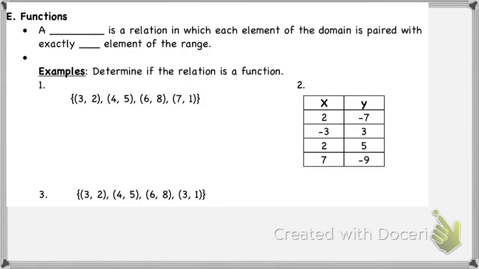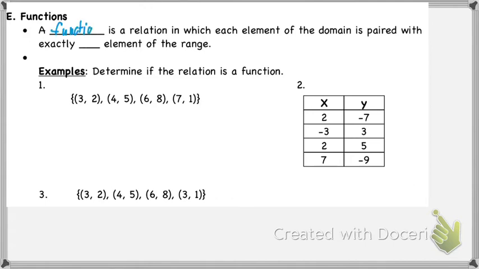We're going to turn to functions. We're on the next page. Letter E. Man, we're cruising along, okay? A blank is a relation in which every element of the domain is paired with exactly one element of the range. So a function, ooh, nailed it.